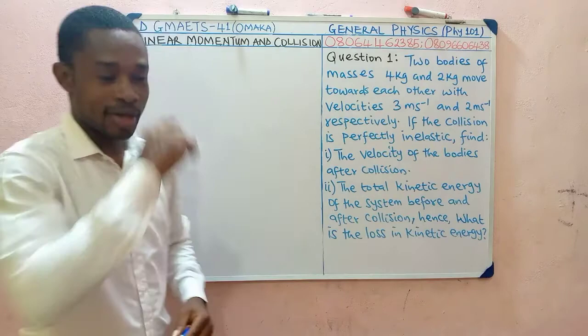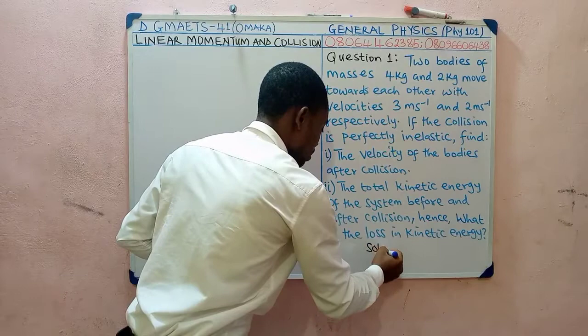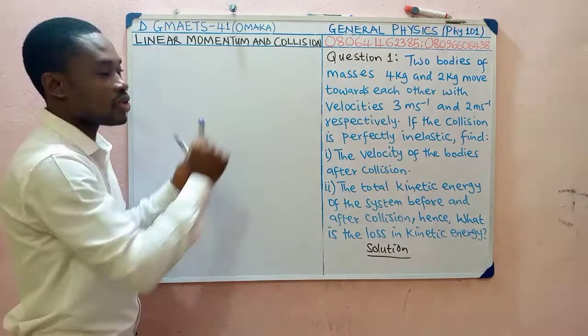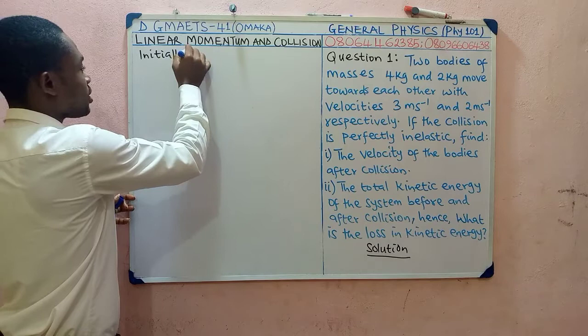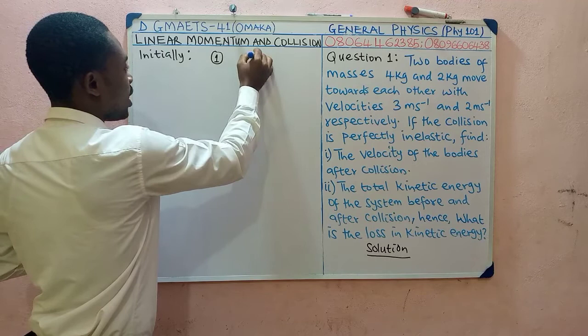Let us see how we solve this problem. We are assured that it is a simple one. Now let me quickly draw the system. In an objective case, it might not be necessary to do so. But just look at it, initially, I have this system. Let me call this one body 1, and then body 2.